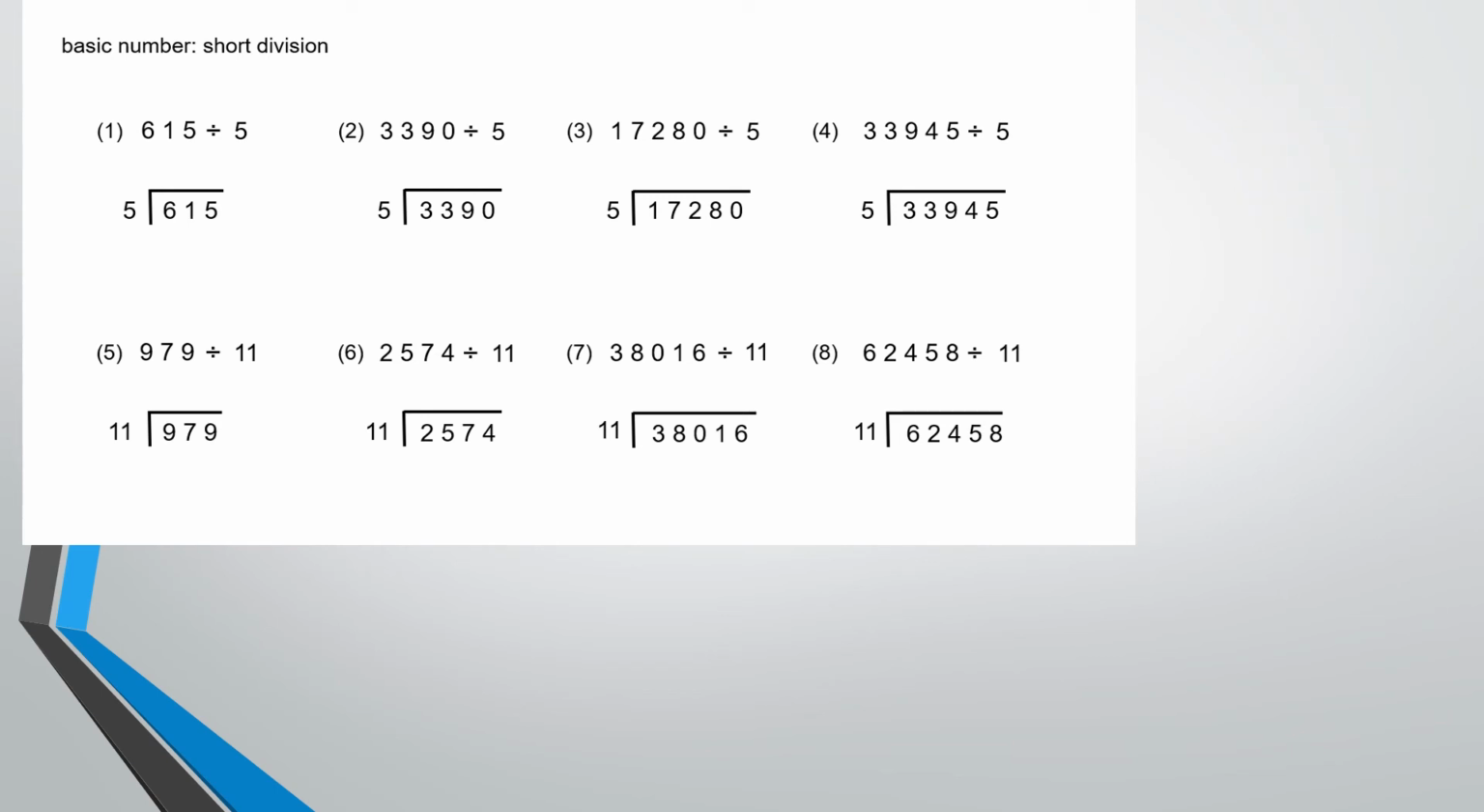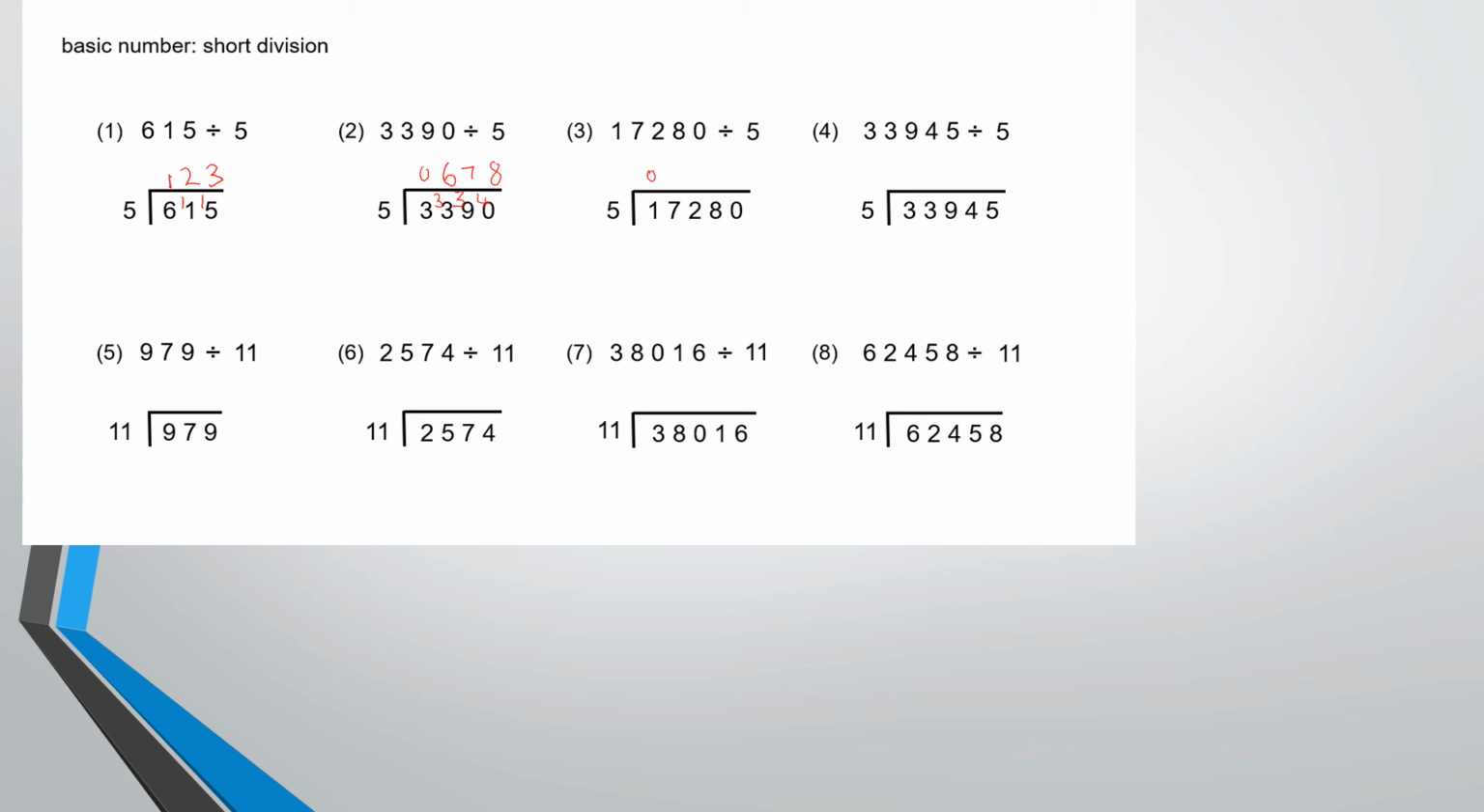Okay then, so 5 will go into 6 once with 1 left over, 5 into 11 twice with 1 left over, and 5 into 15 3 times. 5 won't go into 3, so carry the 3 over. 5 into 33, 6 with 3 left over. 5 into 39, 7 with 4 left over. And 5 into 40 is 8.